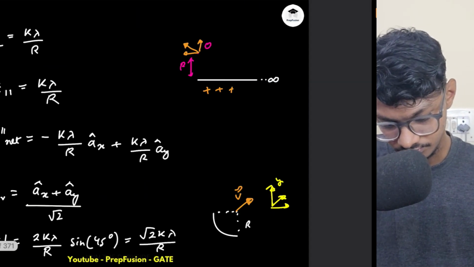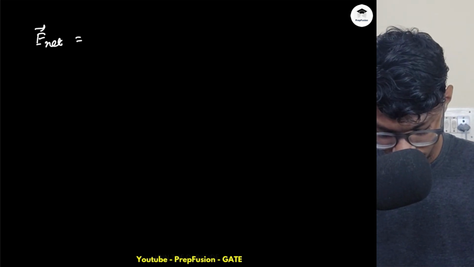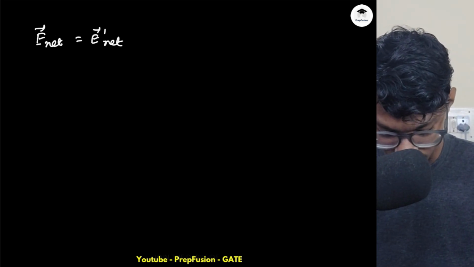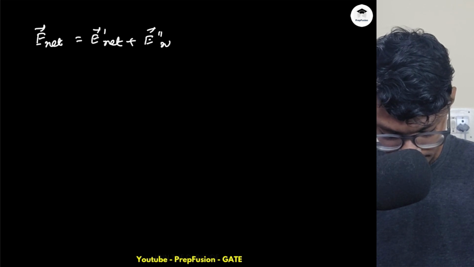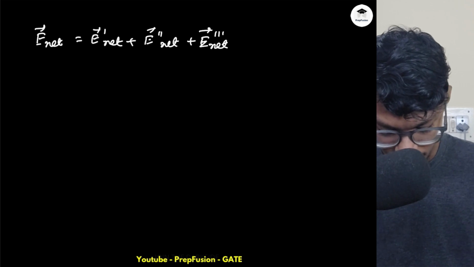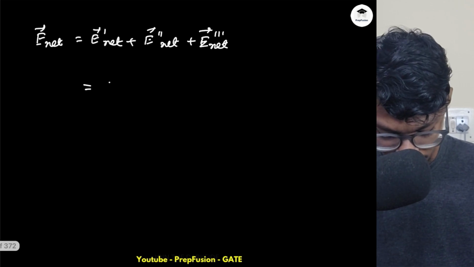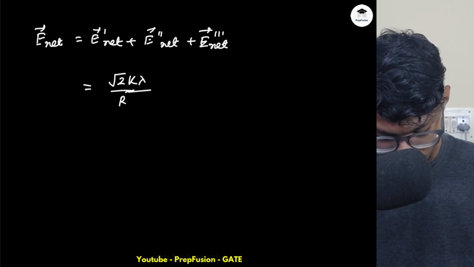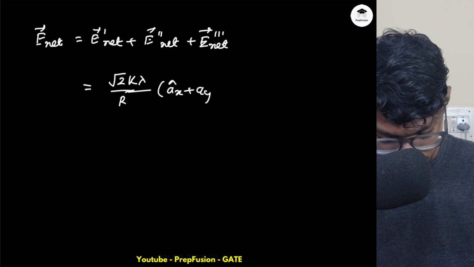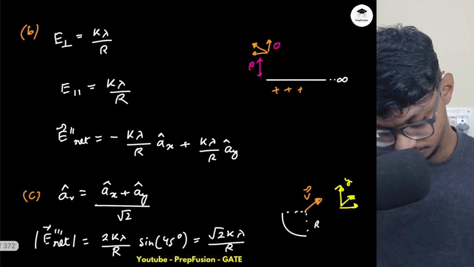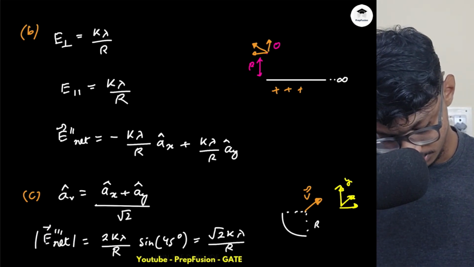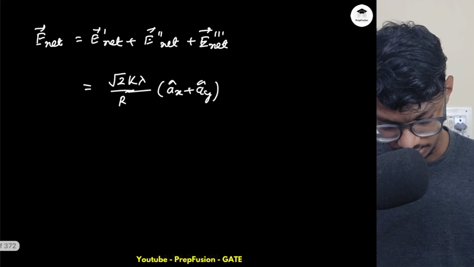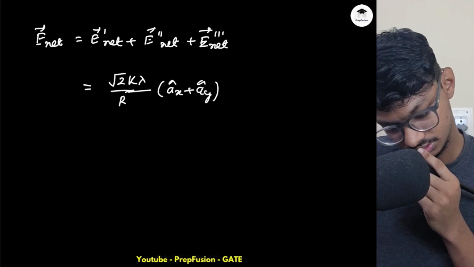So I will just write my E net. I am using the superposition principle, simply E double dash net plus E triple dash net. Everything will cancel, only this root 2 by r k lambda, ax cap plus ay cap will remain. Obviously the magnitude is also there, right? This direction should also be there, this divided by root 2.